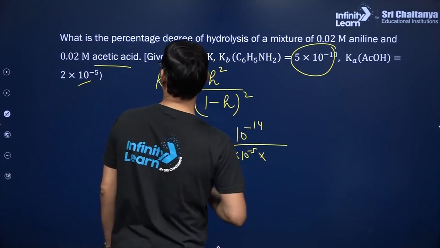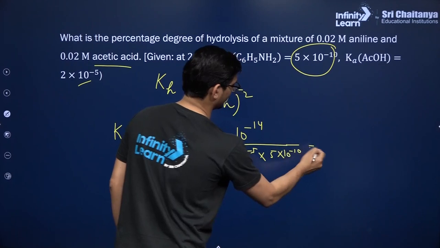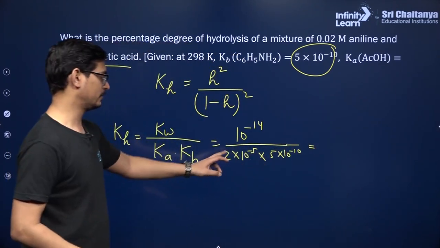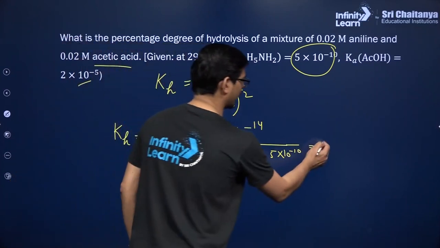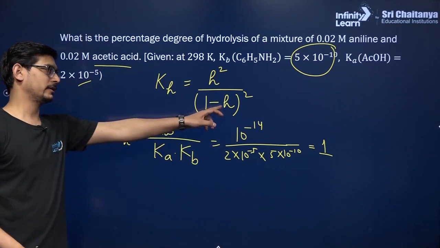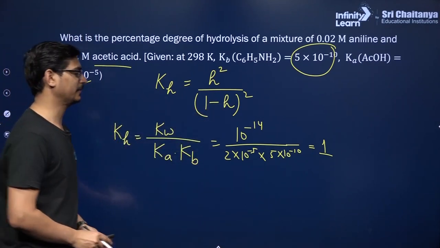KB is 5 into 10 raised to the power minus 10. Right? So you can see this is 5 into 10 to the power minus 15, and 5 into 10 to the power minus 14, so the hydrolysis constant is 1. This signals that I cannot ignore the degree of hydrolysis, because the hydrolysis constant is significant, right?